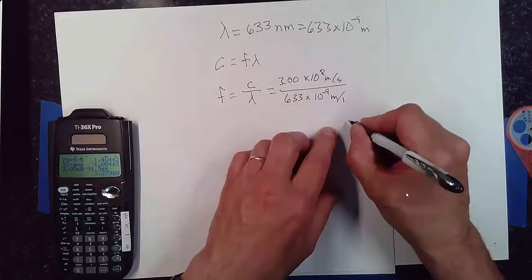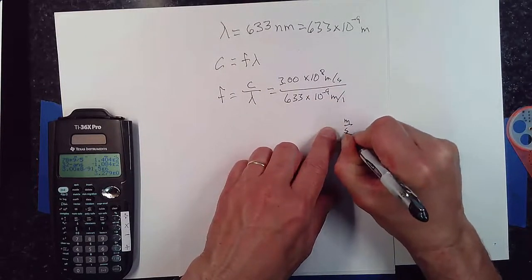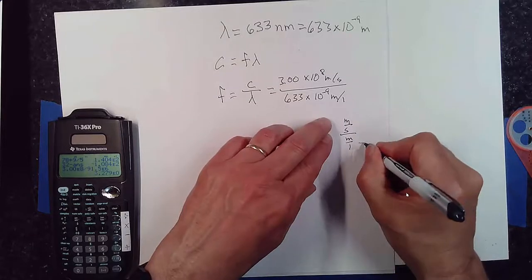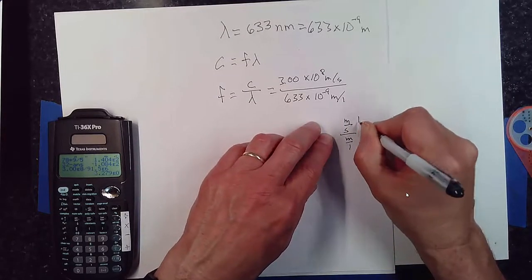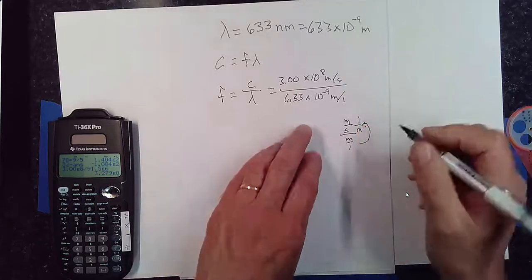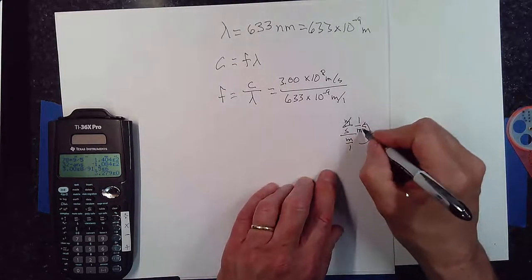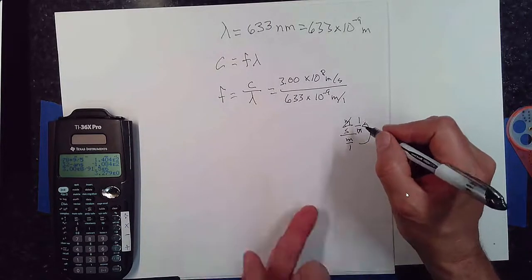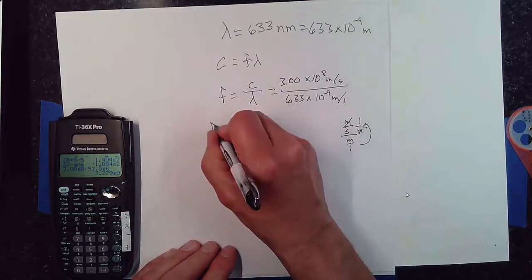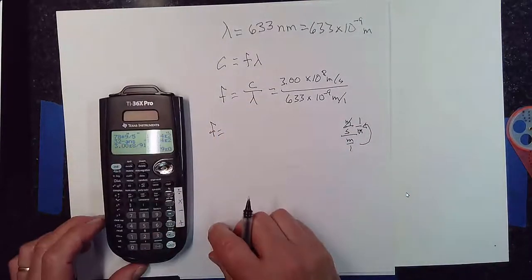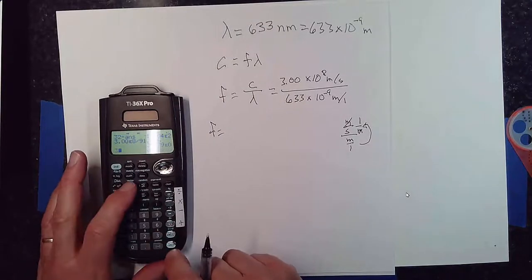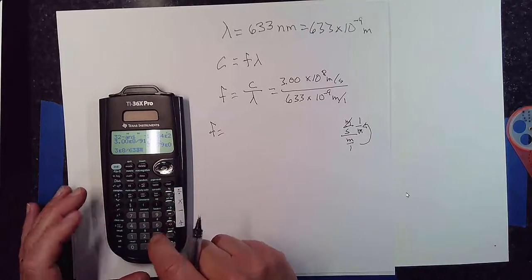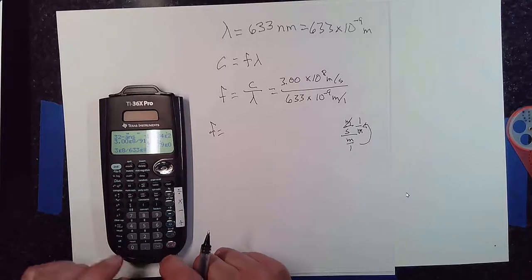Unit-wise, when I look at the units, I'll have meters per second on top and meters over 1 on the bottom. When you divide by a fraction, you invert it and multiply, so I'll have 1 over meters up here, and the meters go away and I'll have 1 over seconds, or per seconds, but that's where we put in that placeholder word, cycles per second. So we'll end up with that. And on this one, I'll have 3 times 10 to the 8th divided by 633, 10 to the minus 9th.